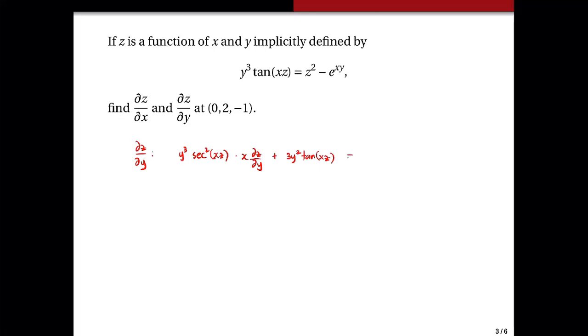On the other side, we will have 2z partial z with respect to y. And then minus, here we have y. Since we are differentiating with respect to y, it is x that is the constant. So we will have here x e to the xy. Okay?